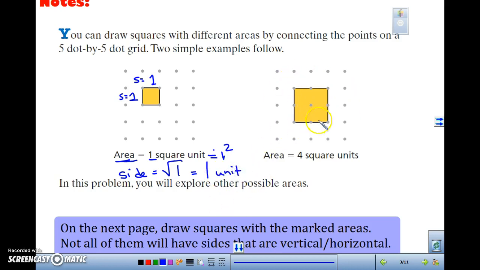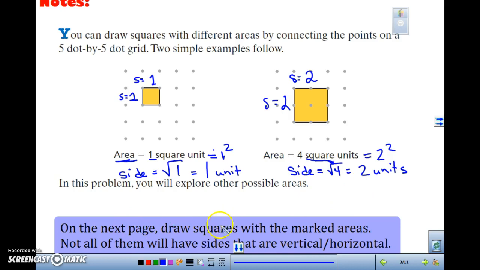If we are looking at this square, the side length is 2. So S equals 2. Please make sure you write this in your notes, which means the area was equal to 4 units squared, which is 2 squared is 4. So what is our side equal to? The side is equal to the square root of 4, which is 2 units. Remembering that this 4 came from the area.